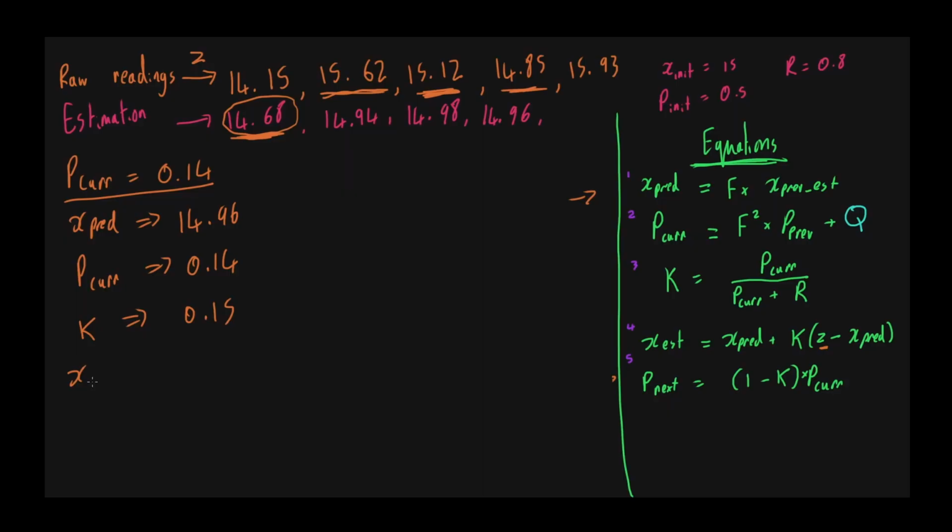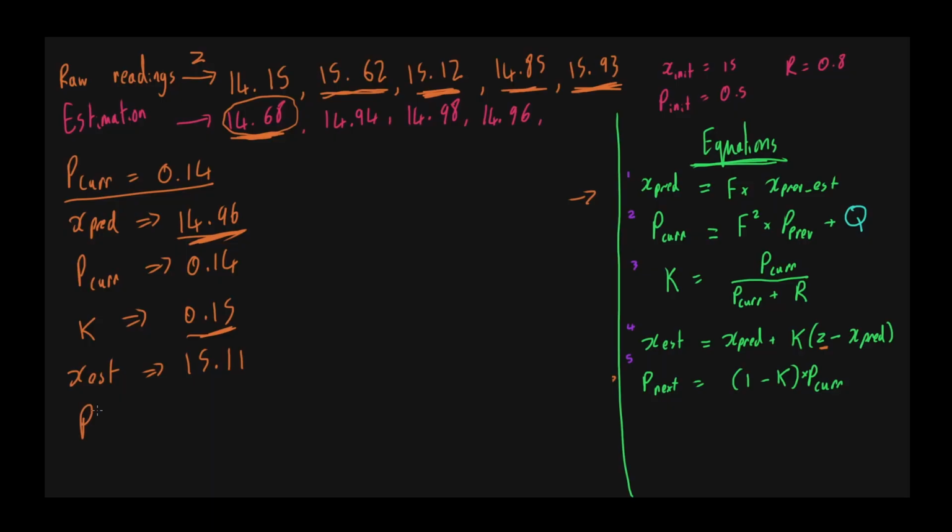Now x estimate, that's our fourth step. Remember, our x estimate uses our prediction here, then our Kalman gain here, and then the measurement. We're on the fifth time step, so we're using the fifth measurement, which can be found here. That is calculated as 15.11, to 2 decimal places.